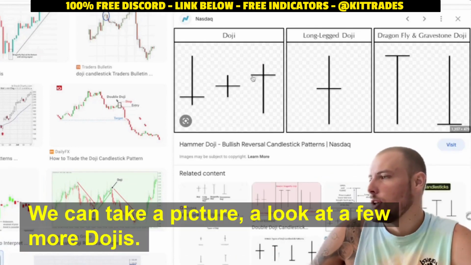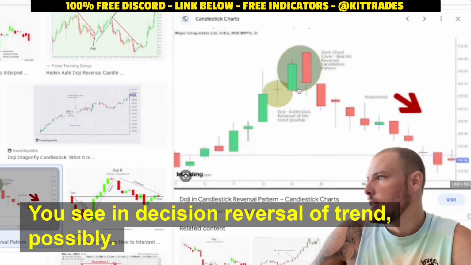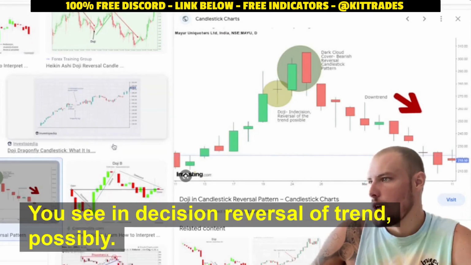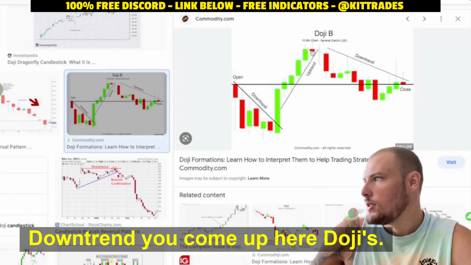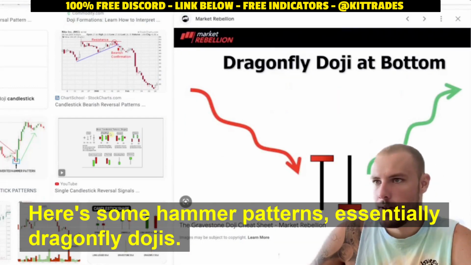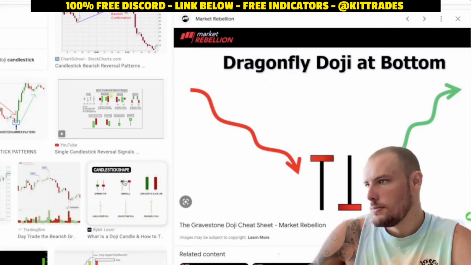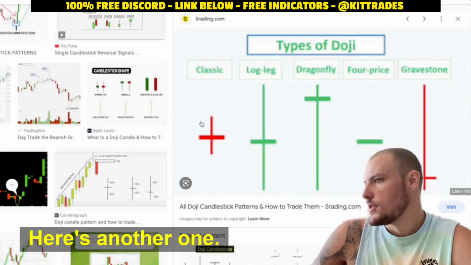Here we can take a look at a few more dojis. And here's one on the chart. You see indecision, reversal, a trend possibly. Here's another one, a downtrend, you come up here, dojis. Here's some hammer patterns, essentially dragonfly dojis. Here's another one.